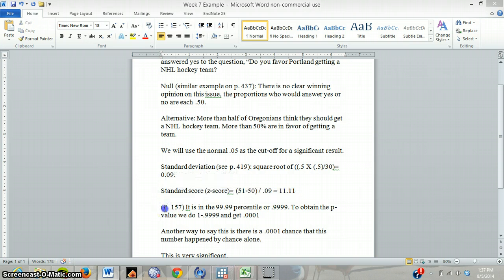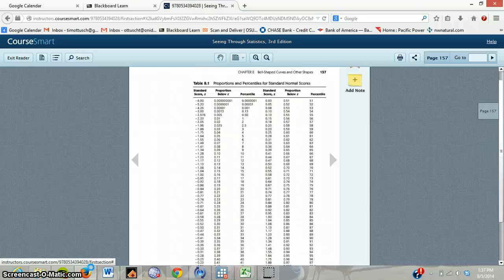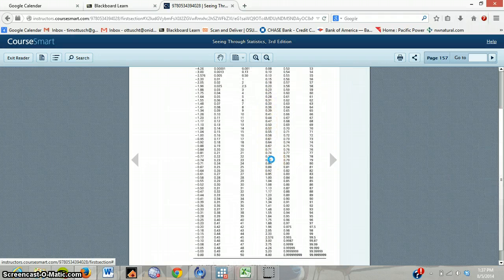A good way to find out is to use your book. Remember, on page 157 there's a z-score, or standard score, table. So let's go there. I find my standard score of 11.11, and we see that the table actually only goes to 6. But at that point we're already at 0.999, the 99.99 percentile.